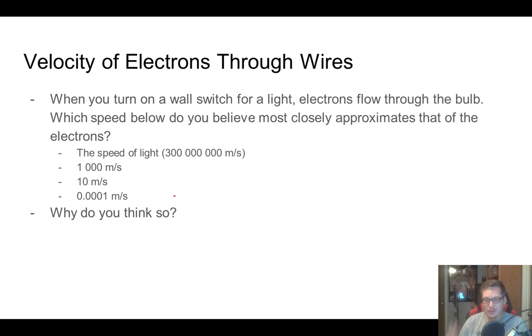So if you're thinking about the velocity of these electrons, you walk up to your light switch and hit the light switch and you go, oh, the light turned on almost immediately, so the electrons must be going really, really fast. So you might be tempted, reading this question, it says, which speed below do you believe most closely approximates that of the electrons? You might be looking at these and say, well, the speed of light, that's probably pretty accurate. I mean, electrons are moving really fast. That light turns on almost immediately. This one's also pretty dang fast, but this one's really slow. Now, what actually happens is this one is the closer approximation to the velocity of those electrons.